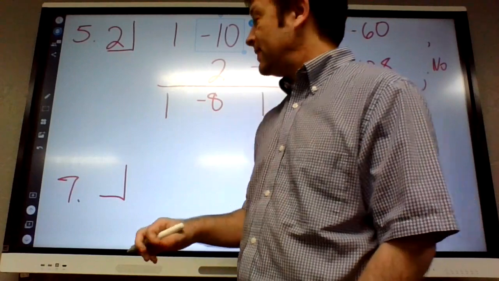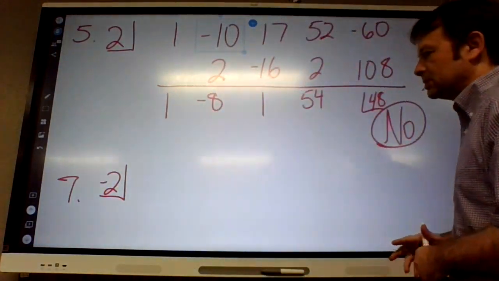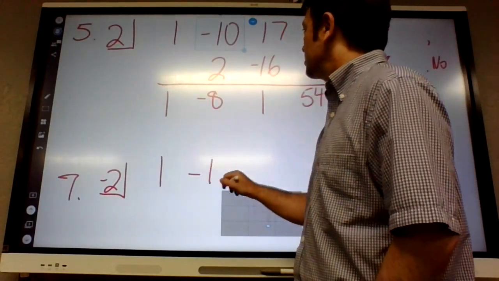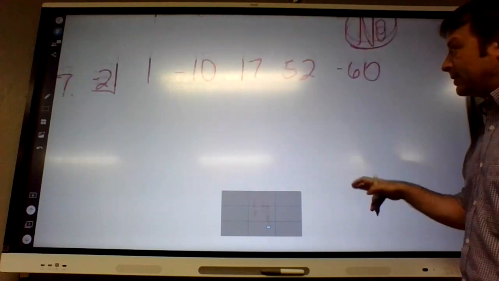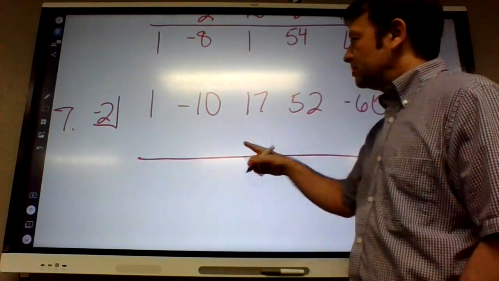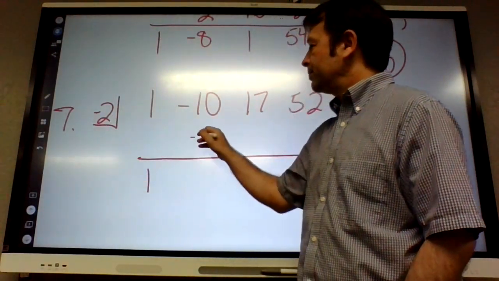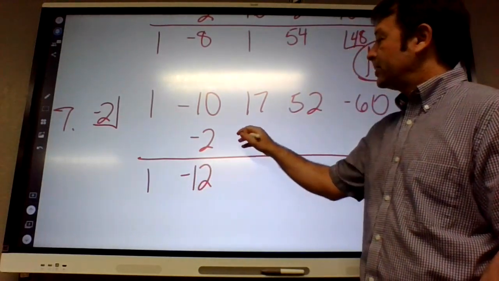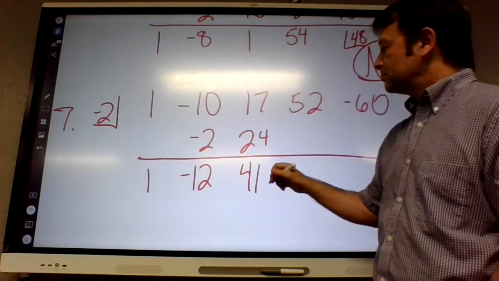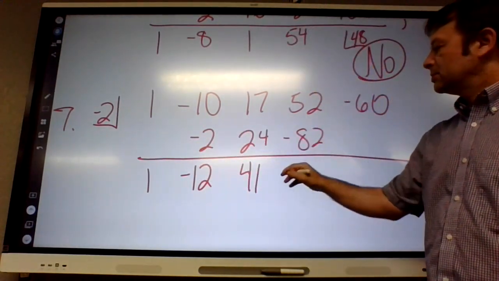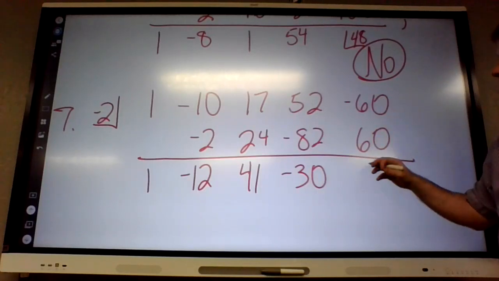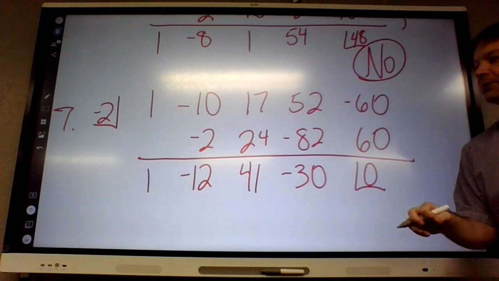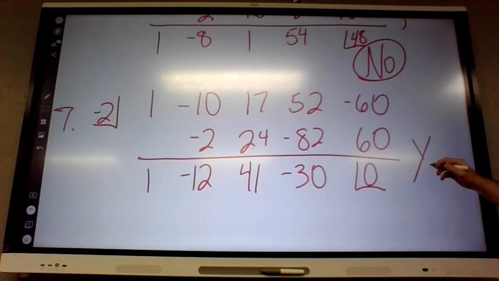This time it's x plus 2 as the divisor, so I'm going to put negative 2 in the box. And we're using the same coefficients. Now, add down, multiply up. Add down. Multiply up times negative 2, add to 5. 2 times negative 2 plus negative 6. Okay, so I got 0 for the remainder, which means it divided evenly. So I'm going to put yes because it is a factor.